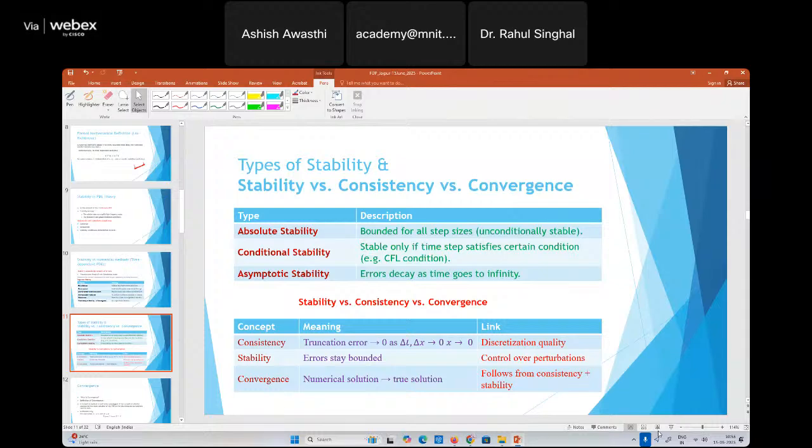Three things actually: consistency, stability, and convergence. Consistency means that when you have a differential equation in the continuous form, in the form of derivatives, and by using Taylor series or some other approximation you are converting it to the discrete form, now two problems are there. One is the continuous problem, another is the discrete problem. How can you say that this discrete problem is exactly the same as the continuous problem, or is a part of it, or is converted from the continuous problem?